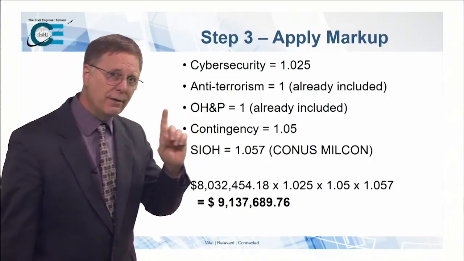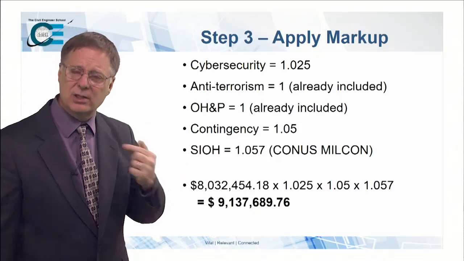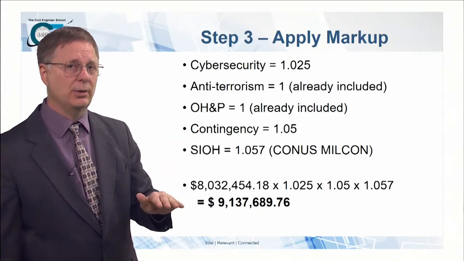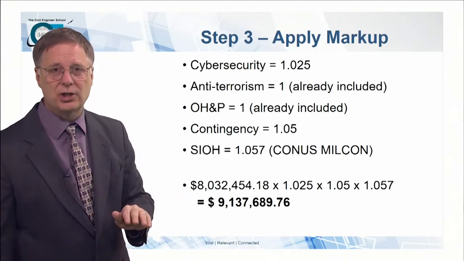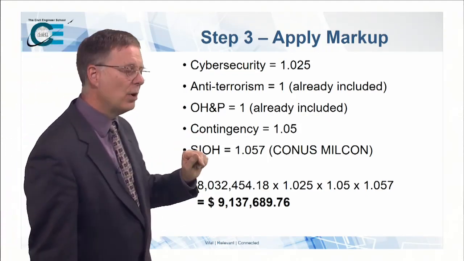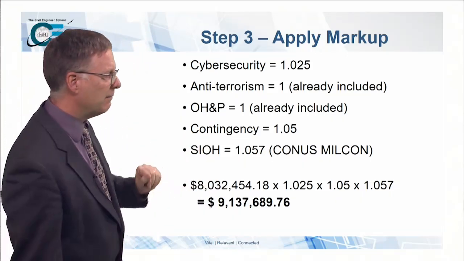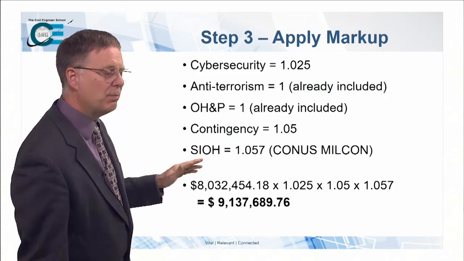We already know, if you remember, anti-terrorism is included in the cost data. We don't have to adjust for that. We knew the contractor's overhead and profit is included in the cost data. We don't have to adjust for that. We do need to throw contingency on there because contingency is appropriate in the MILCON program. We use 5% for that. And we use supervision, inspection, overhead.